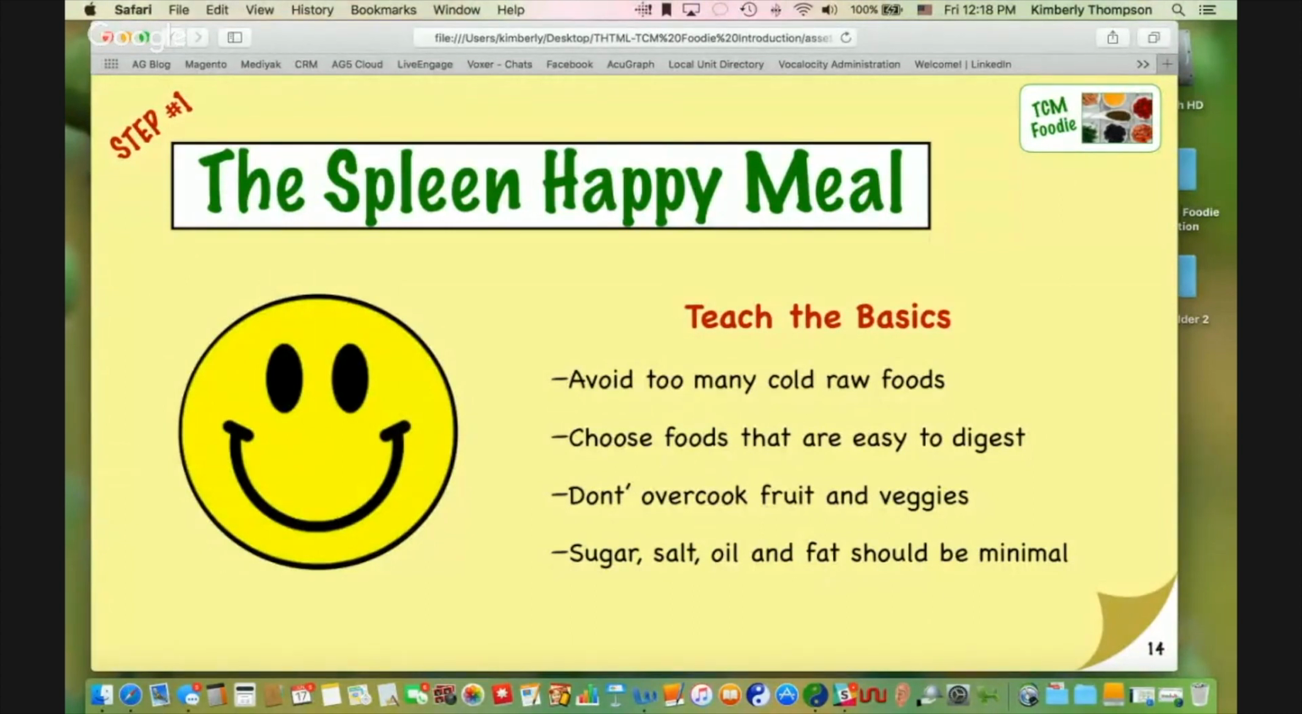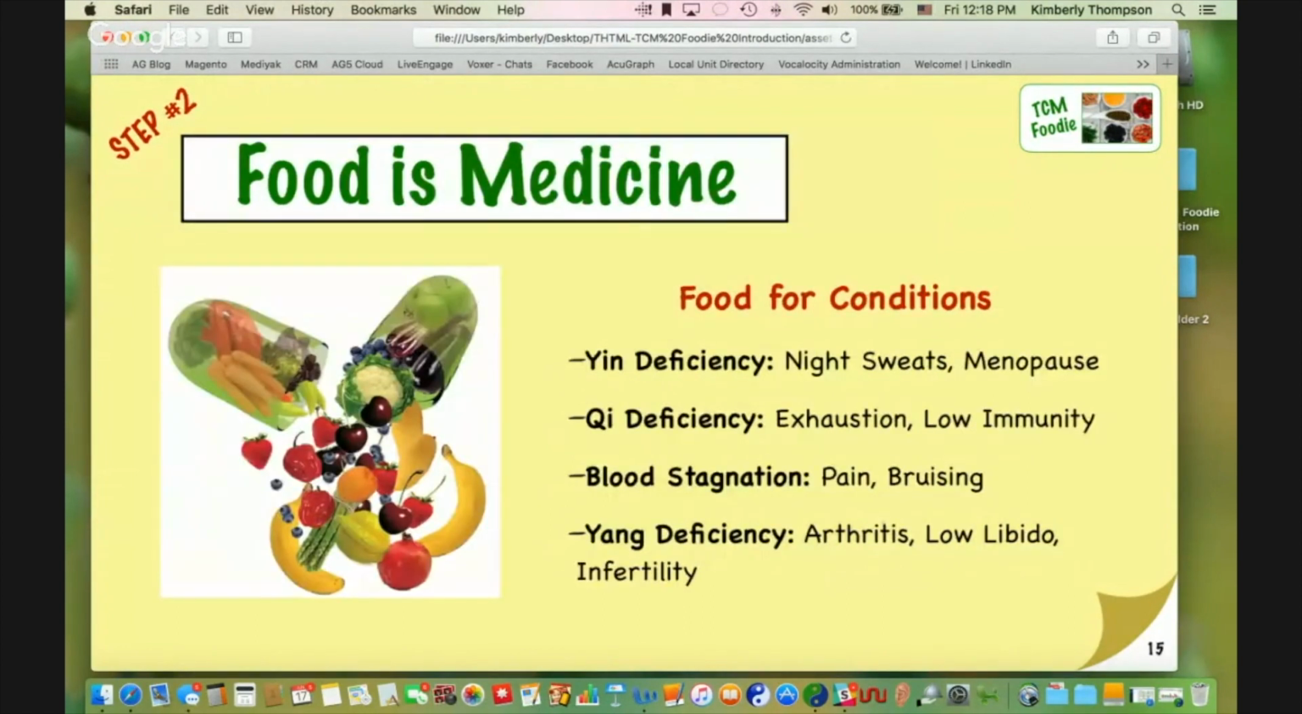Once I've taught them about the spleen happy meal, then I get them started on that spleen diet. I can then, in time, as they have other types of symptoms, give them food as medicine for certain conditions like yin deficiency or qi deficiency or blood stagnation or yang deficiency. So whatever their TCM pattern is, once they have their basic foundation diet, then I can quickly adjust. But if they've got the foundation when they start, it's easy to make the adjustments later.